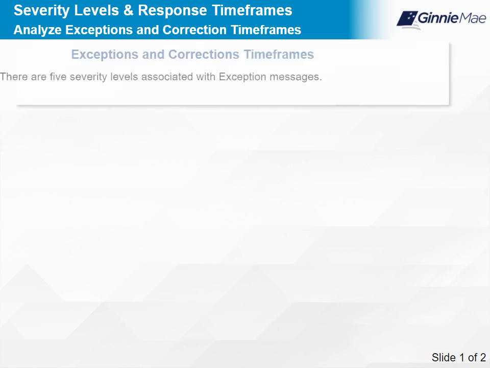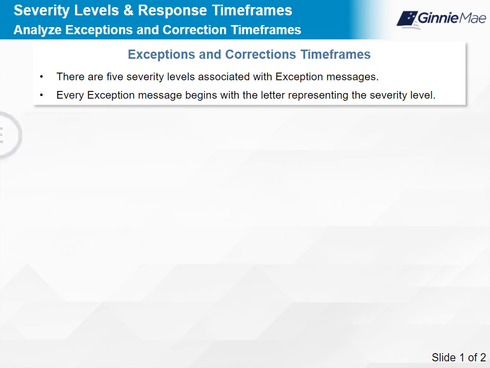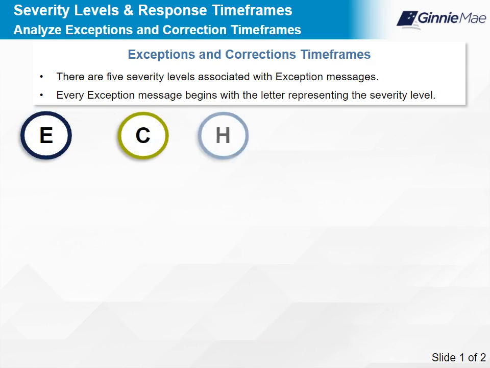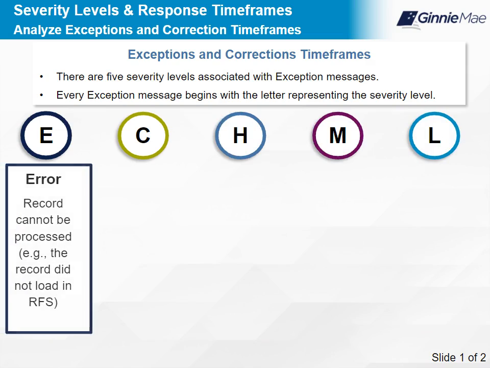There are 5 severity levels associated with exception messages. Every exception message begins with the letter representing the severity level. They are Error, E, Critical, C, High, H, Medium, M, and Low, L. Let's examine their descriptions. E signifies a record that cannot be processed. For example, this could refer to a record that did not load in RFS.